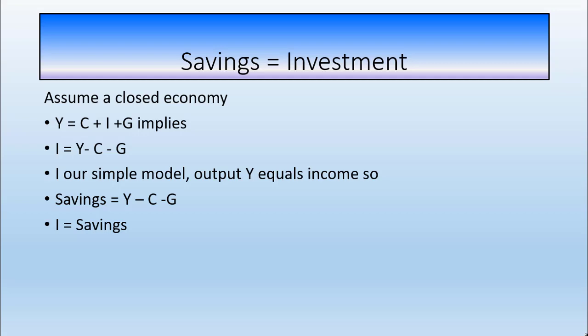Now Y, we know, is not only output, but it also equals income in this simple model, because we said that, look, whatever people produce ends up as being somebody's income somehow, some way. Therefore, the right-hand side of that is savings. Savings equals Y minus C minus G. And therefore, investment equals savings in a very simple model.